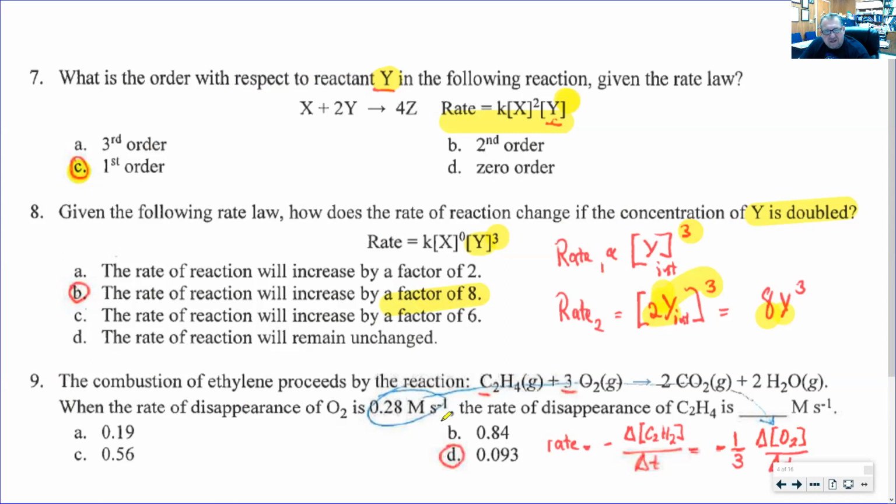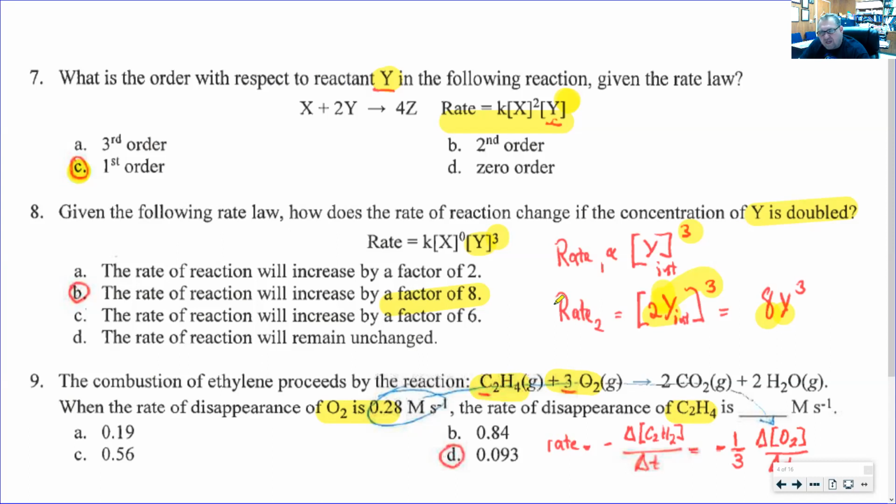Number 9 says the combustion of ethylene yields these products. I give you the rate of disappearance of one of the reactants, the rate of the O2, and I want to know, using that piece of information, what is the rate of disappearance of the other reactant, which is the C2H4, ethylene.